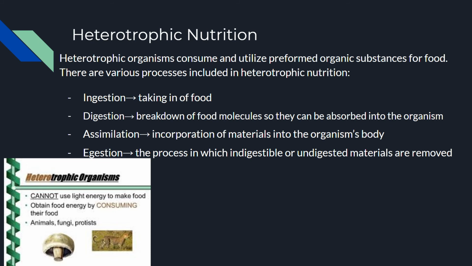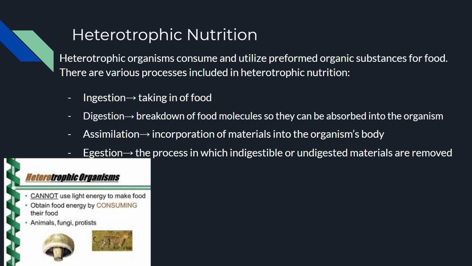There are various processes included in heterotrophic nutrition. The first is ingestion, which is the taking in of food. Digestion, which is the breakdown of food molecules so they can be absorbed into the organism. And then assimilation is the incorporation of materials into the organism's body. Lastly, egestion is the process in which indigestible or undigested materials are removed from the organism's body.